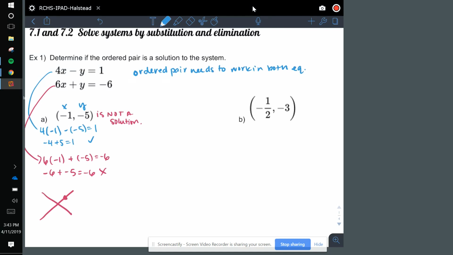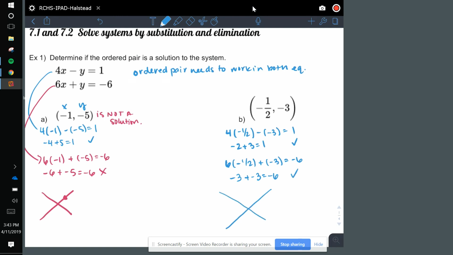Let's do our top equation. So 4 times -1/2 minus -3. Does that equal 1? So -2 plus 3, that equals 1. That verifies. Second equation, 6 times -1/2 plus -3 is equal to -6. So I get -3 plus -3 equals -6. So that verifies. On a system, that would look like a point of intersection. Okay?